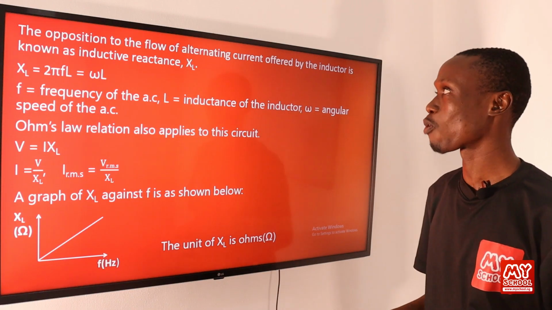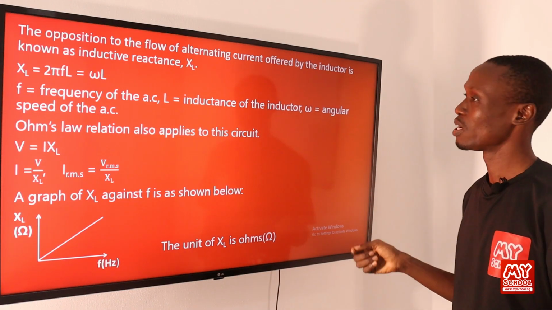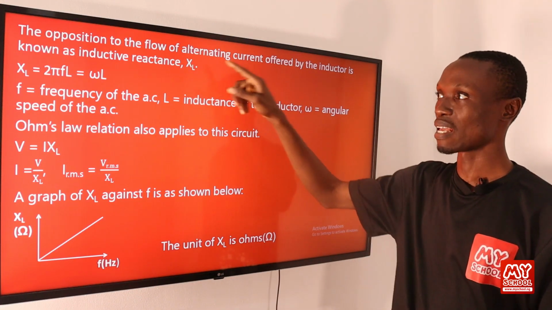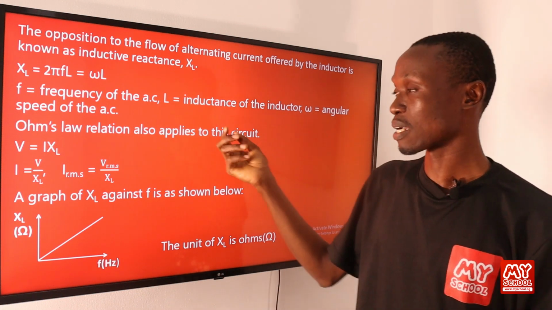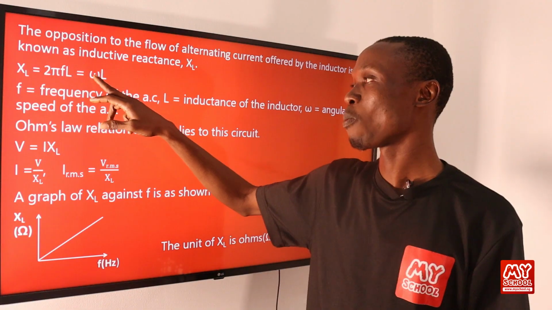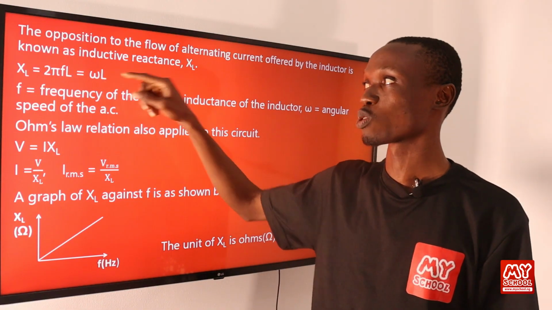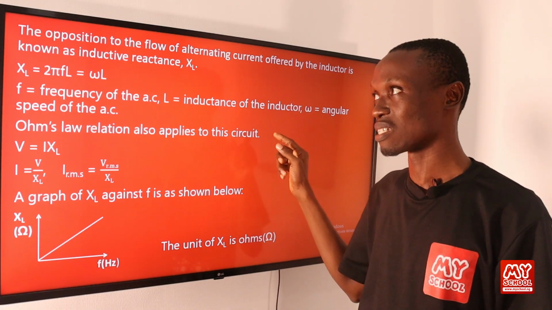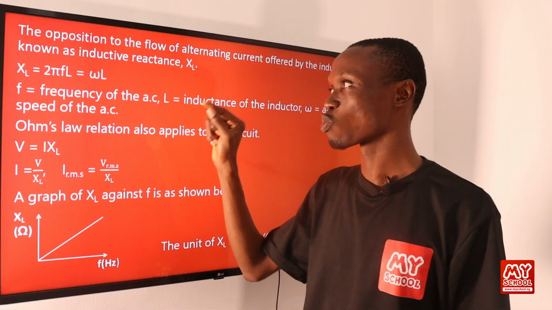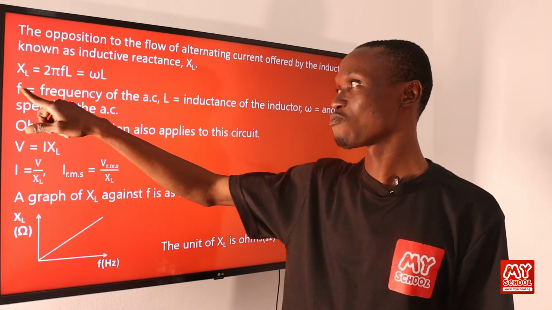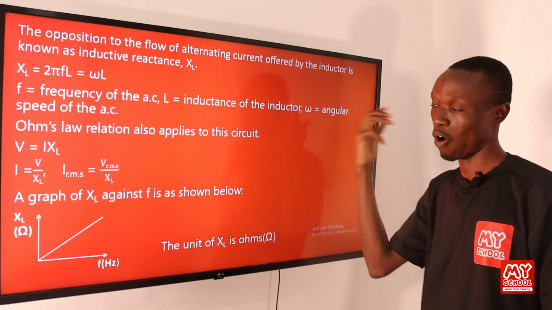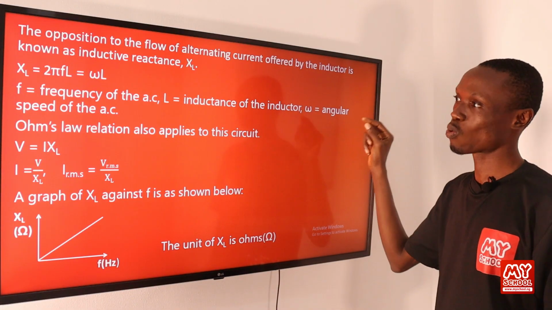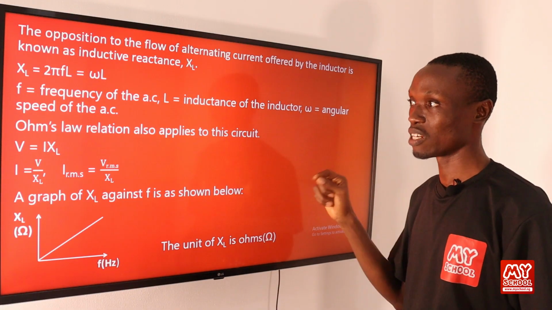The opposition to the flow of alternating current offered by the inductor is known as inductive reactance, and it is represented by XL. Mathematically, XL is equal to omega L, but omega is equal to 2 pi f. So in place of omega, we replace it with 2 pi f, so that inductive reactance XL is equal to 2 pi fL, where f is the frequency of the alternating current, L is the inductance of the inductor, and omega is the angular speed of the alternating current.